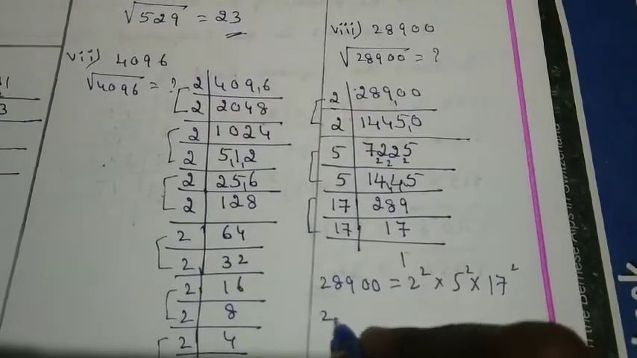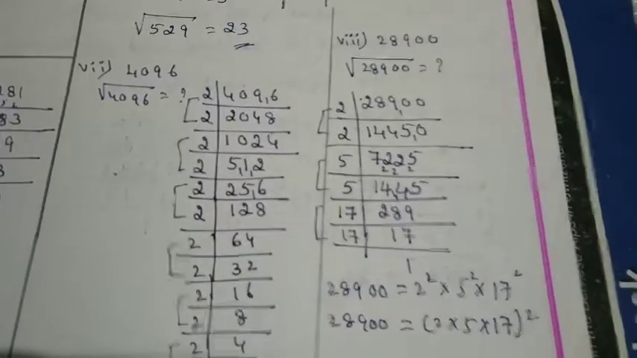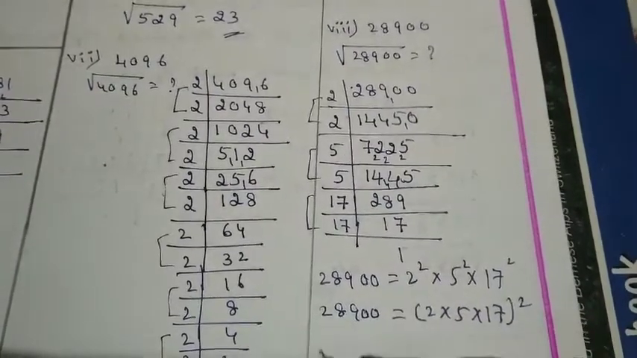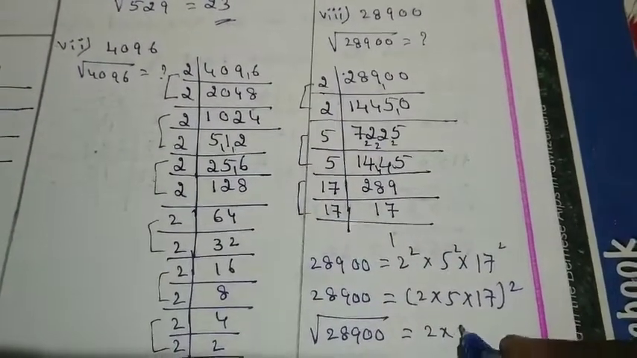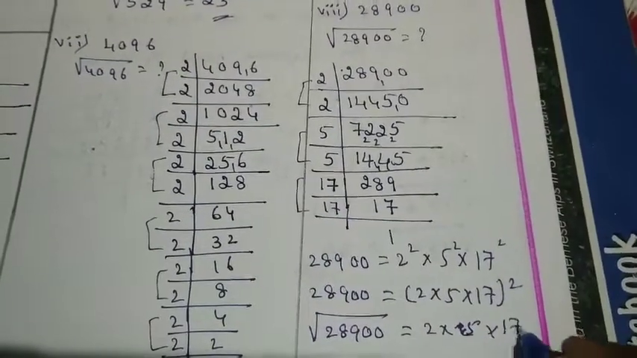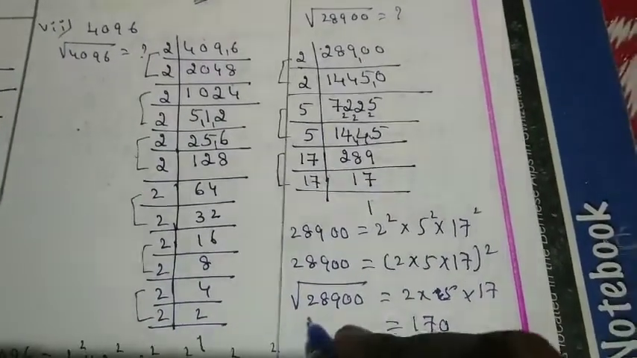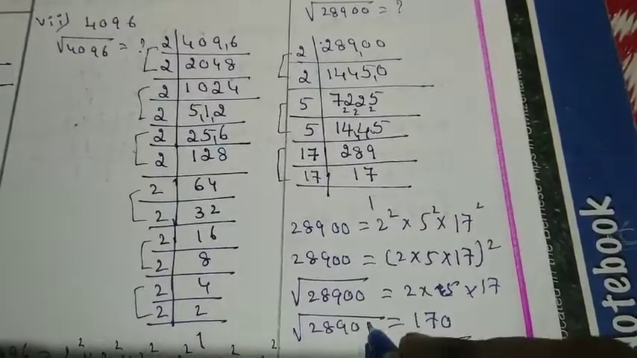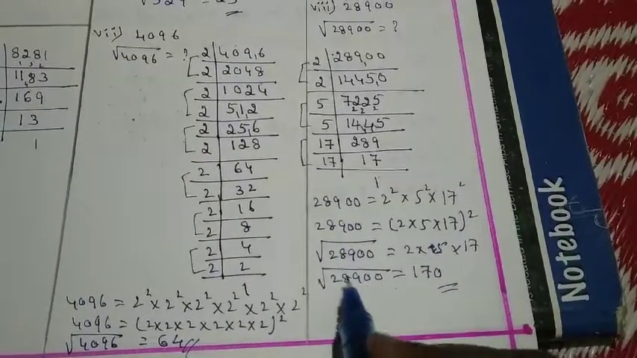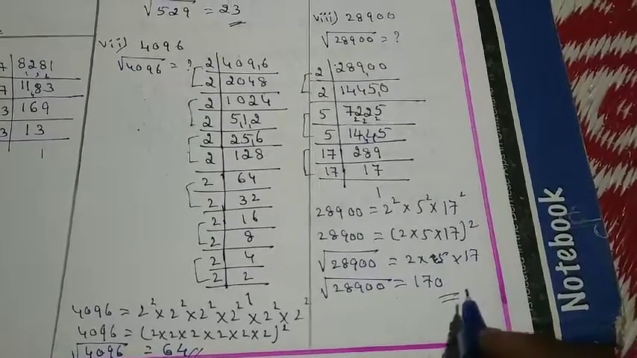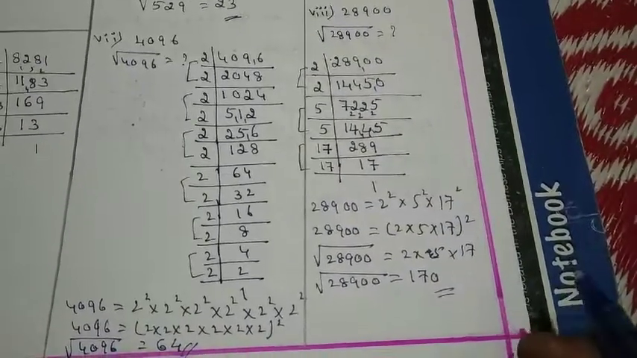Okay. Then 28900 is nothing but 2 into 5 into 17 whole square. Then the square of all these numbers goes to the other side. It becomes the square root of 28900 is nothing but 2 into 5 into 17. Then what is the answer? 5 2s are 10, 10 17s is 170. That is, the square root of 28900 is nothing but 170. Or you can write 170 square is nothing but 28900, or the square root of 28900 is nothing but 170, or 28900 is a perfect square of 170. All the meanings are same.